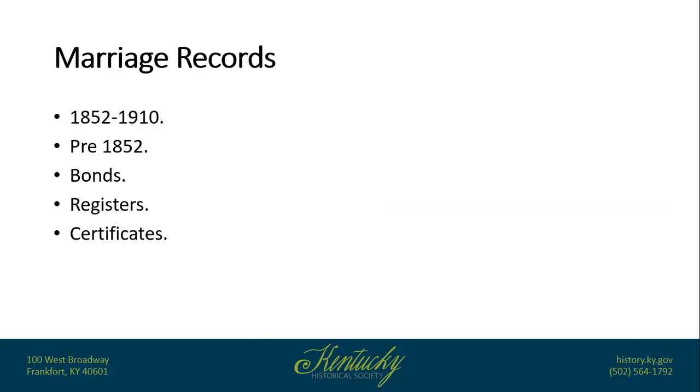Okay. And then marriage records, like I was already talking about, were typically kept between 1852 and 1910, depending on the years. You do find some pre-1852, and there are also bonds, which would basically be where the father of the bride, or one of the male figures related to the bridal party, would put forward some kind of monetary amount as a guarantee that the marriage would happen, from what I understand. And then there's also registers and certificates.